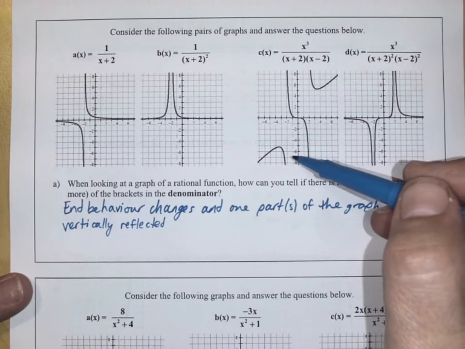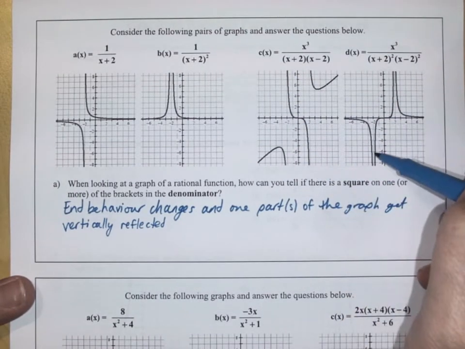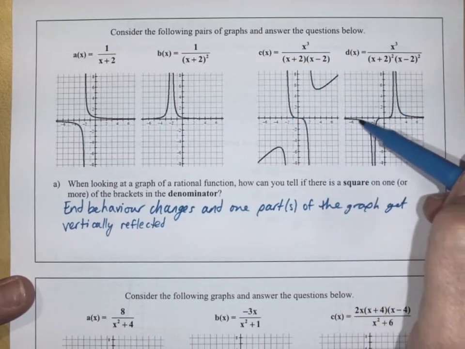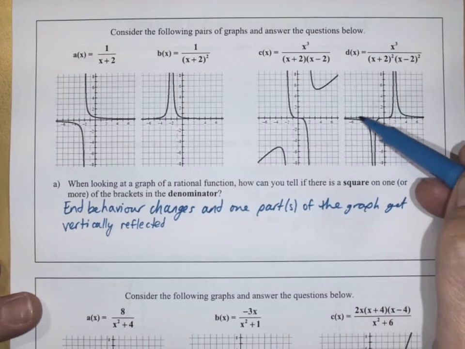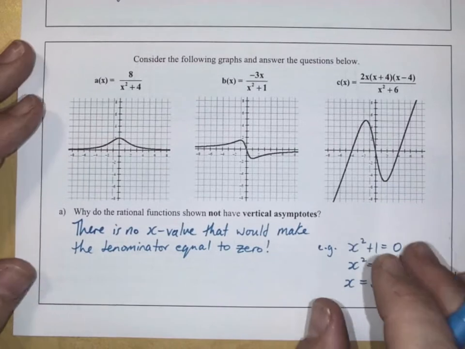Something here got vertically reflected as well. In fact, this got vertically reflected. Now it's opening up instead of opening down. And these two parts actually got reflected as well. A little bit of reflection at least. So there's definitely things that are happening here. Same thing with this one.